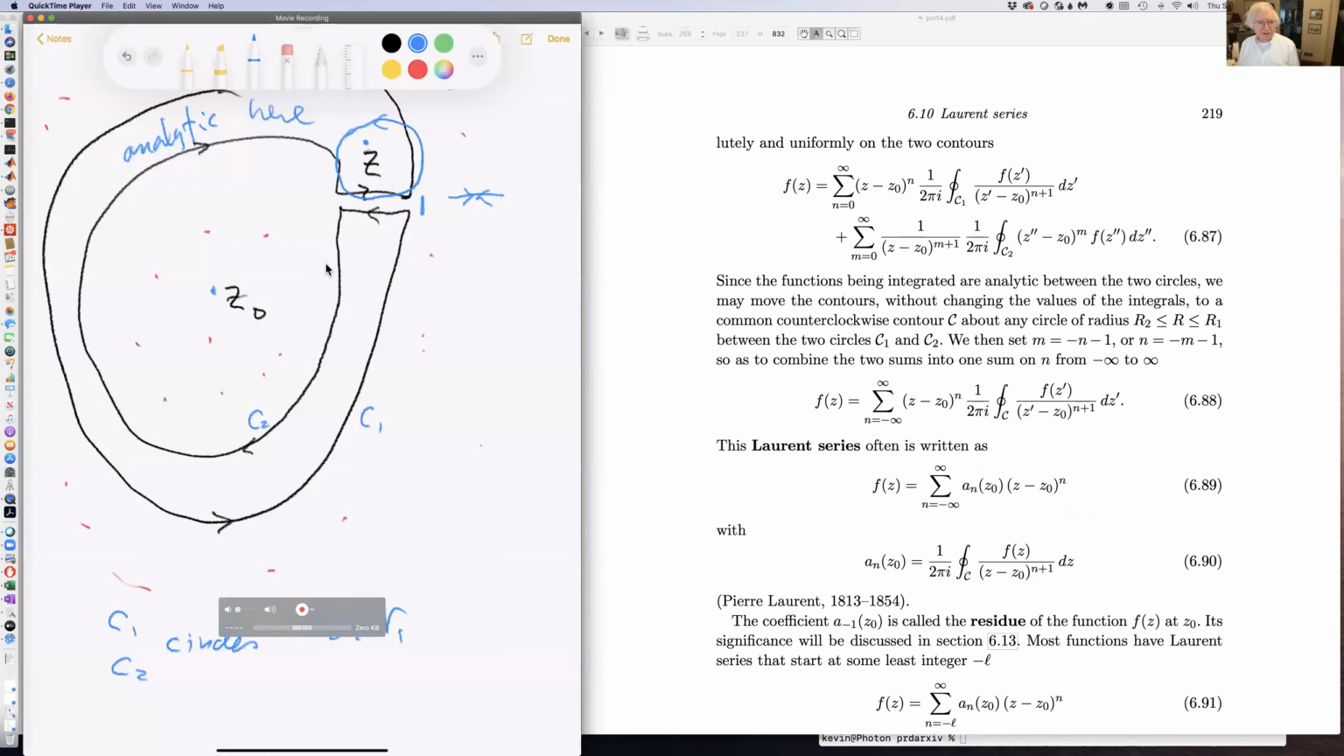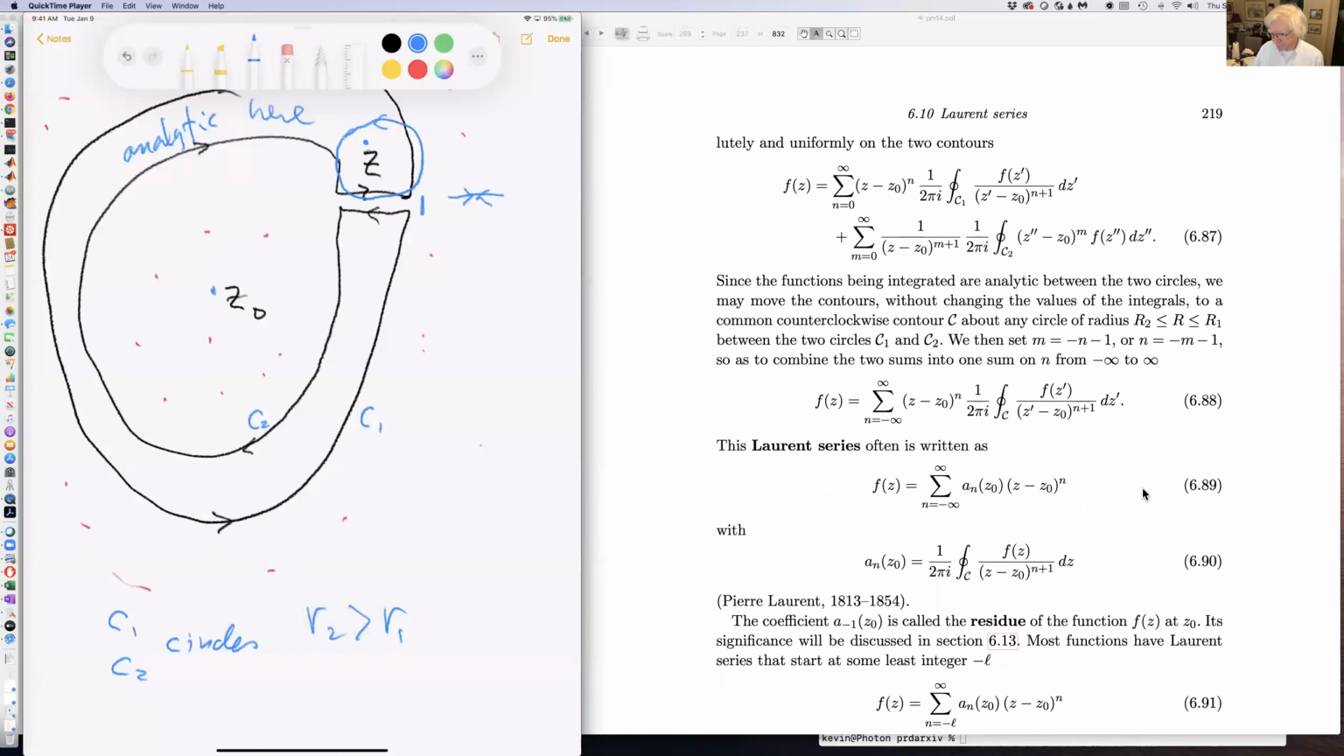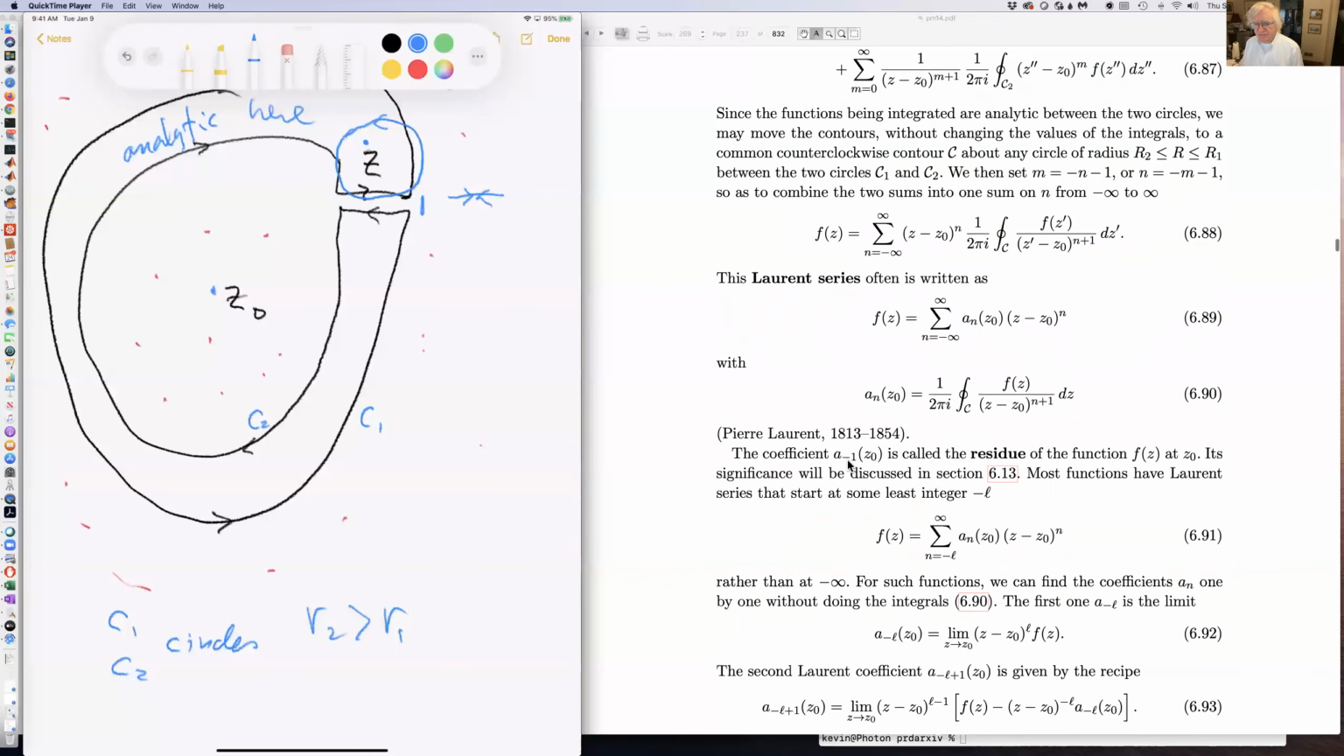Notice, though, that we've got these singularities all over the place, and in particular, there are singularities inside both circles. And because of the singularities inside both circles, these terms with negative n have to occur. And so that's why we sum in general from minus infinity to plus infinity. The coefficient a_{-1} of z0 is singled out as the residue of the function f(z) at z0. We'll get back to it in a later section.